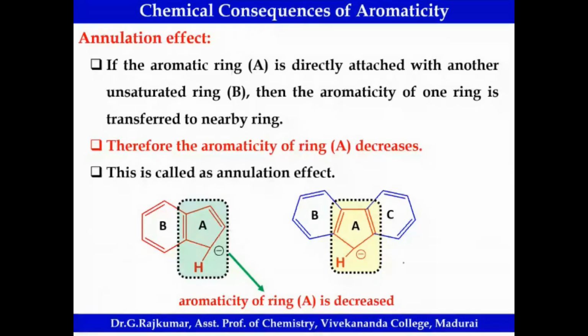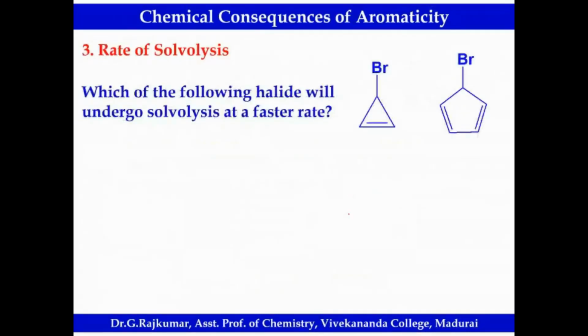Okay, sir. I'm going to compare only the stability of this part. Maybe the resonance structures are more, but the tendency of losing a proton, after losing a proton, what happens to this ring A? Okay, that is the concept. Okay, sir. Yeah. Then solvolysis reaction. So among these two, which will undergo it at a faster rate? Sir, second. First one. Second. Okay. What do you mean by solvolysis?